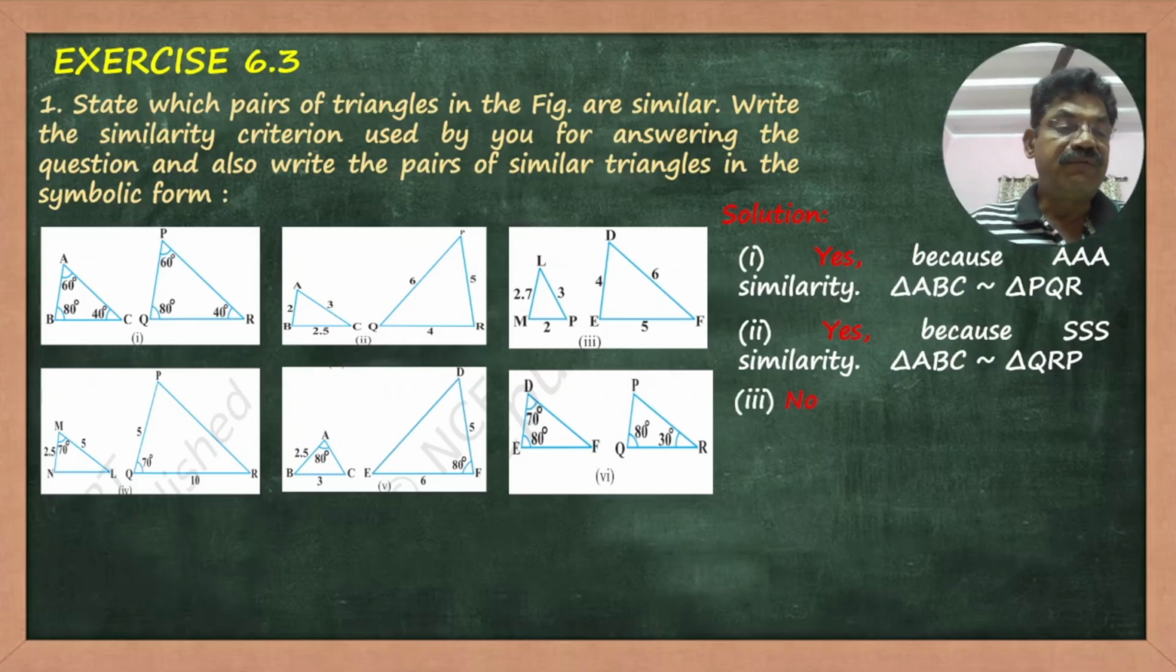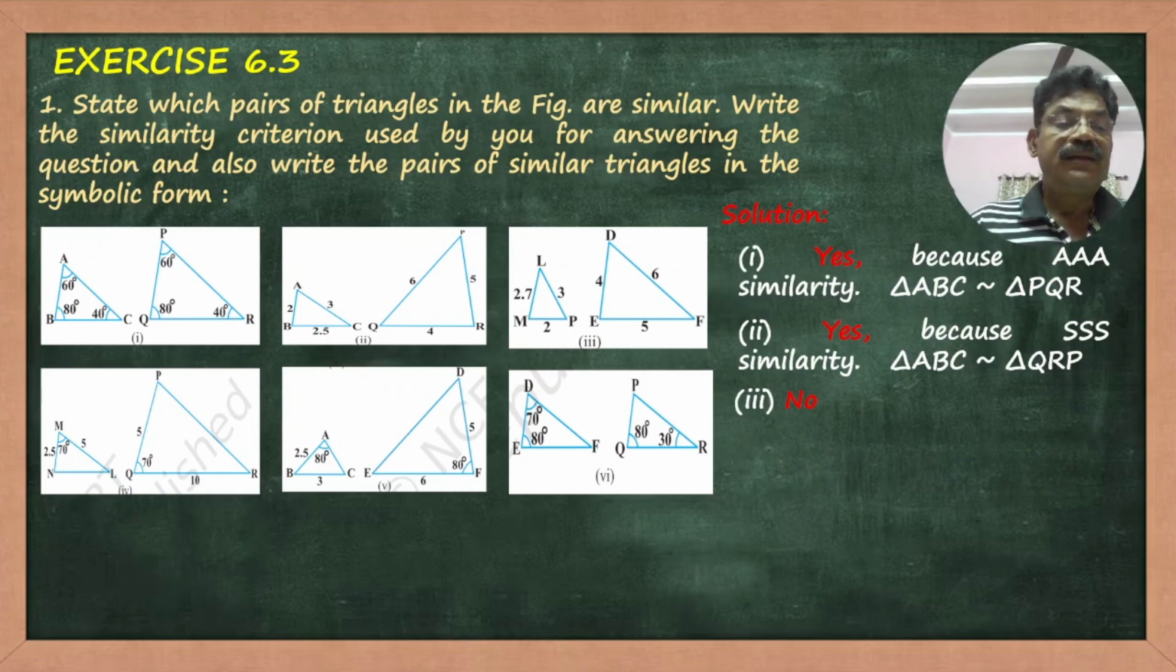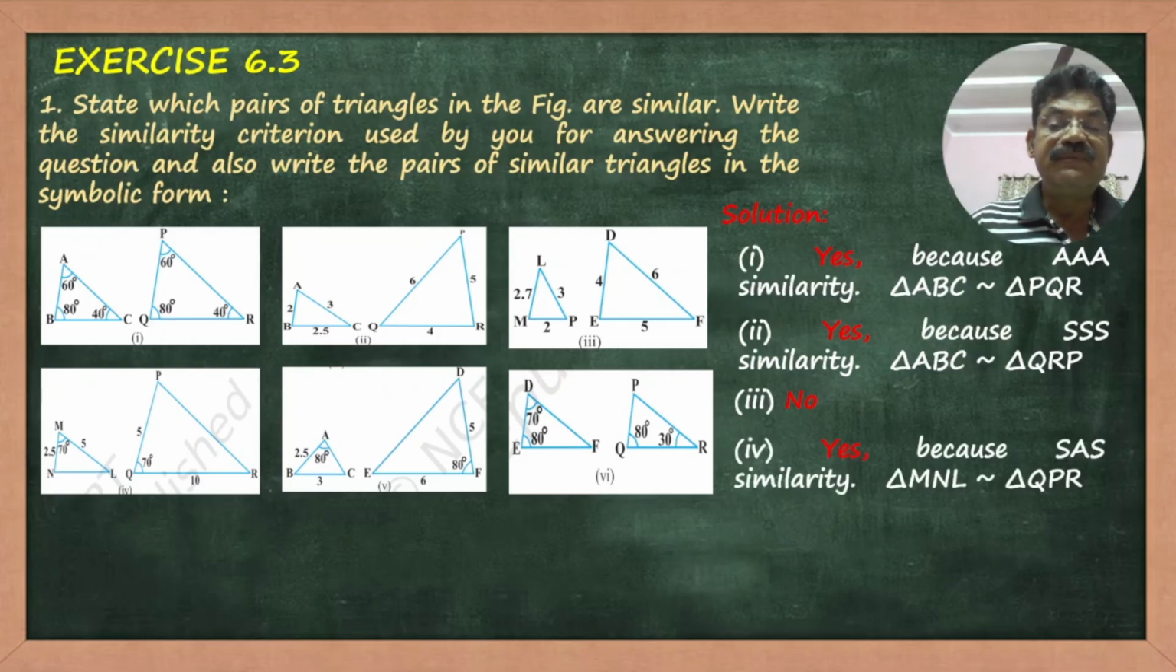Now look at the fourth figure. MNL is one triangle. PQR is another triangle. You are given one angle, 70 degrees. The corresponding sides are 2.5 and 5. Here 5 and 10. Therefore, by SAS similarity, you can say triangle MNL is similar to triangle QPR.